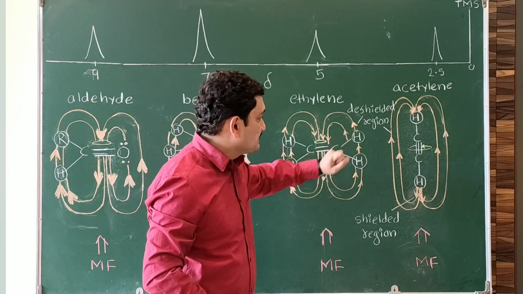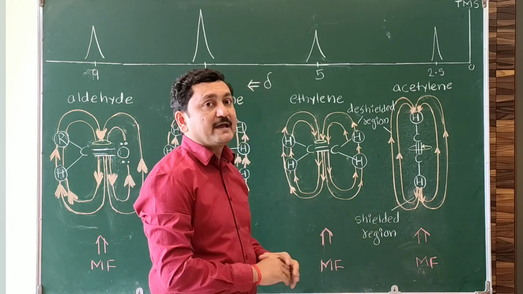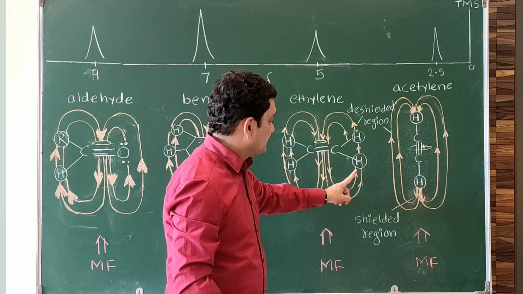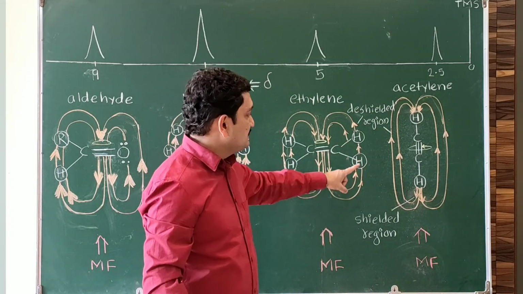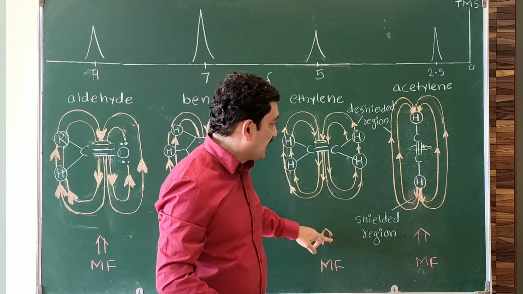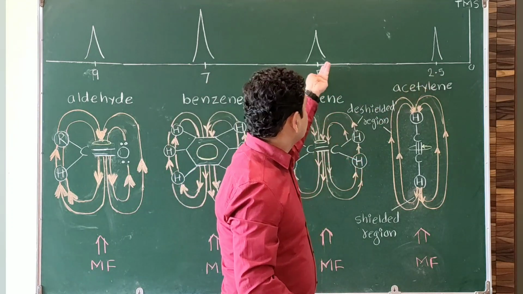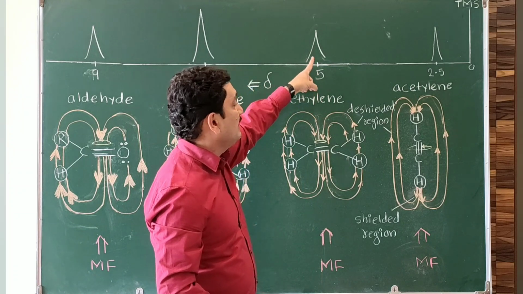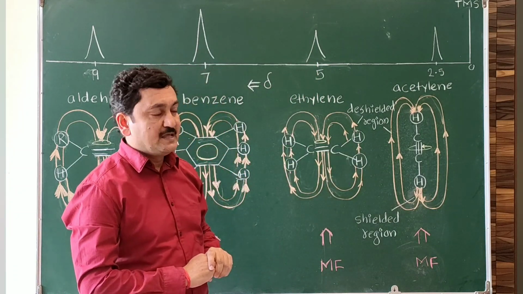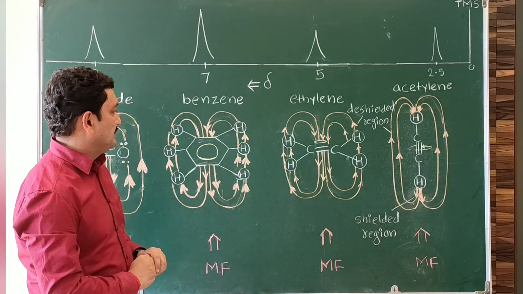For absorption of this hydrogen, we have to supply less magnetic field, because the secondary field is in the same direction, it is helping the external one. So these hydrogens will absorb at lower magnetic field, meaning they will give the signal at higher delta value, that is, they give the signal at a delta value of approximately 5. So these hydrogens are the de-shielded hydrogens. Now we take the example of benzene.